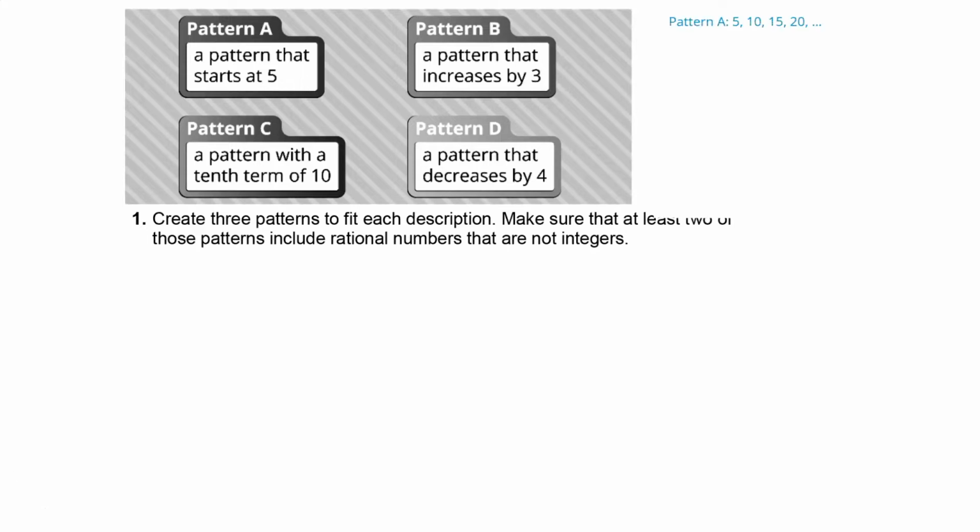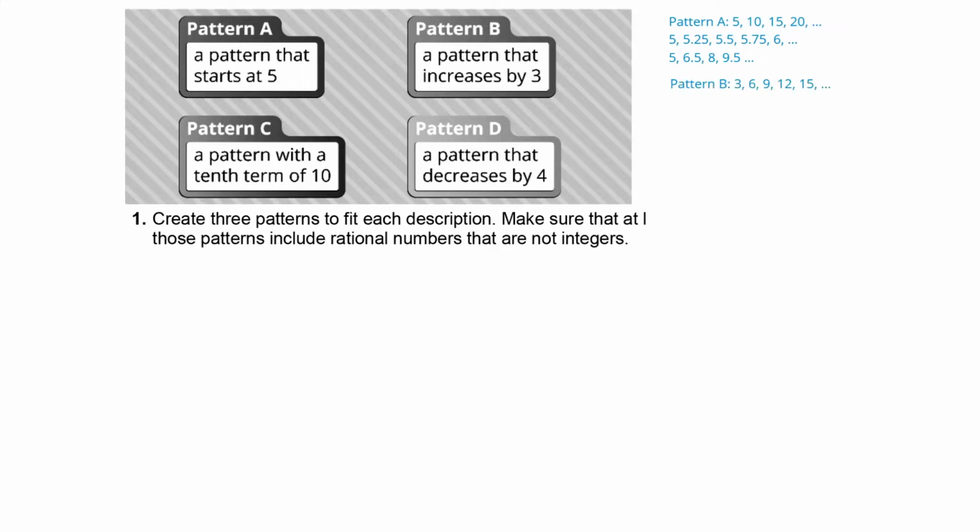So as an example, we could say a pattern goes 5, 10, 15, 20. So that's pattern A. It meets the requirement of starting at 5. Or we could say 5, 5.25, 5.5, 5.75, and 6. Or we could say 5, 6.5, 8, 9.5, and so on.